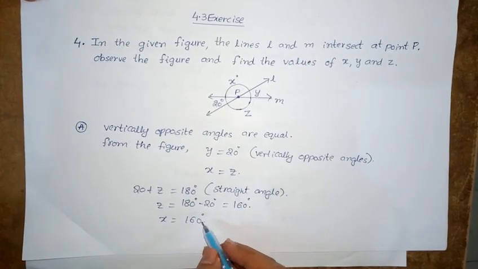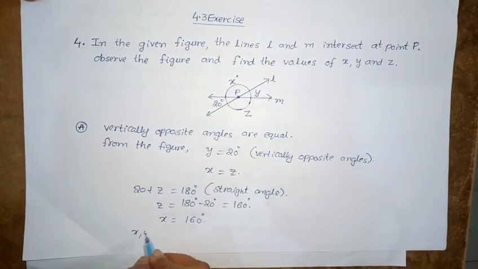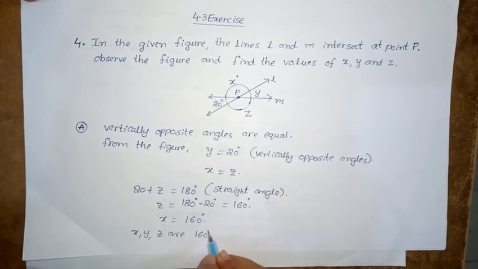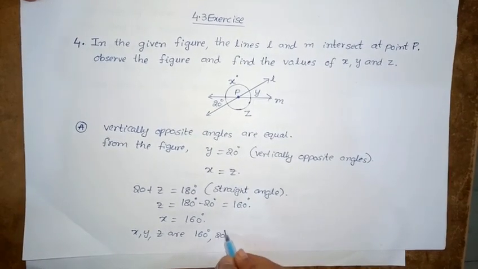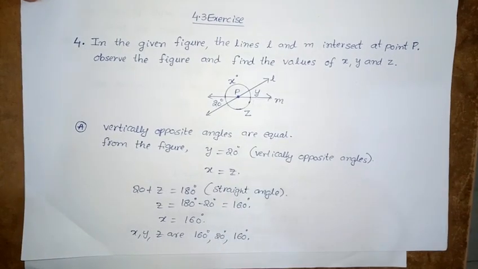So in the problem they are asking the values of X, Y and Z. So X, Y, Z are 160 degrees, 20 degrees, 160 degrees. So this is the solution for the fourth problem.